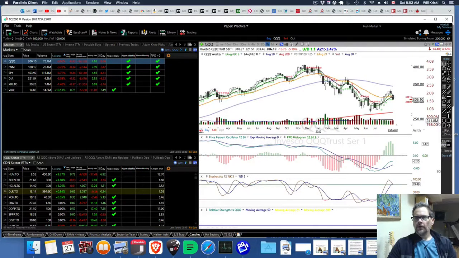So on a weekly basis, this is like a harami, where this white candle is bigger than the black candles inside the white candle, with a bit of a wick on the upper end here, and then now we're shooting down. So that is not a good sign.